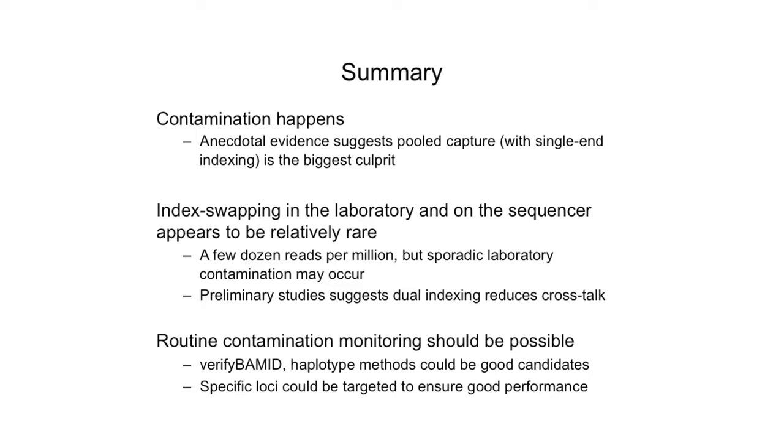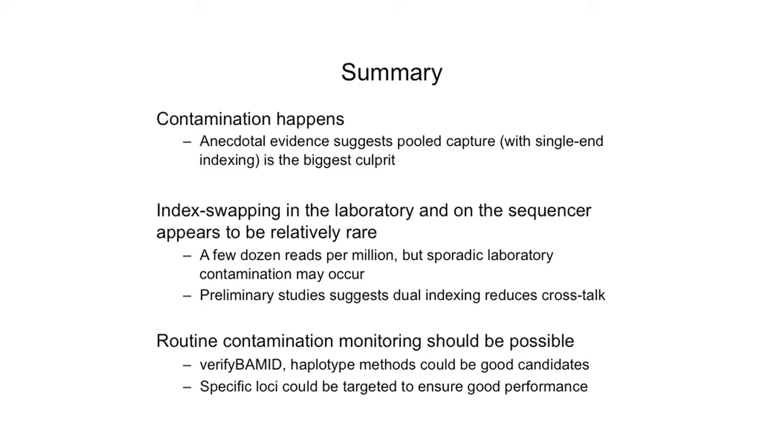But based on this experiment, I think that dual indexing probably does help reduce index crosstalk in the post-capture pooling stage. And then, the data we get from next-gen sequencing should allow you to routinely monitor for contamination. And I think two viable methods are this Verify BAM-ID approach, which is fairly easy to implement, and then my haplotype method may be another approach, but I'm sure there are other and more sophisticated methods that could be available.